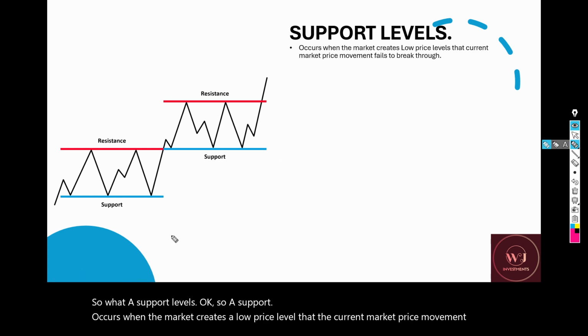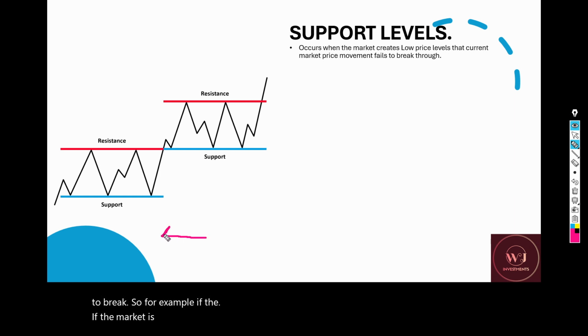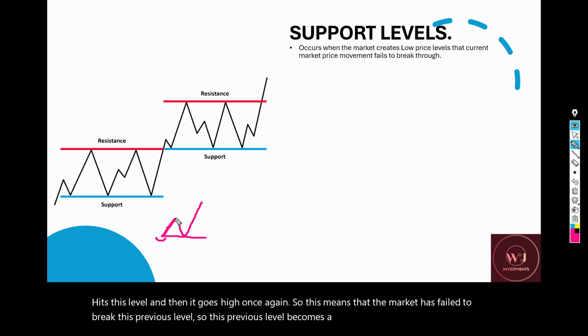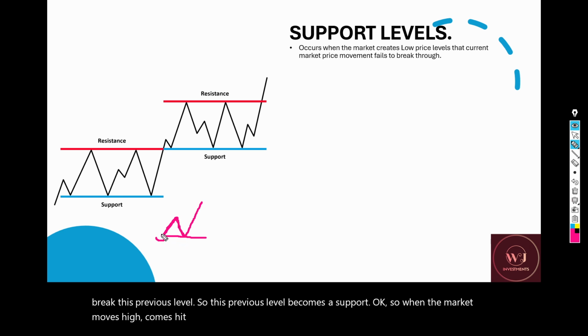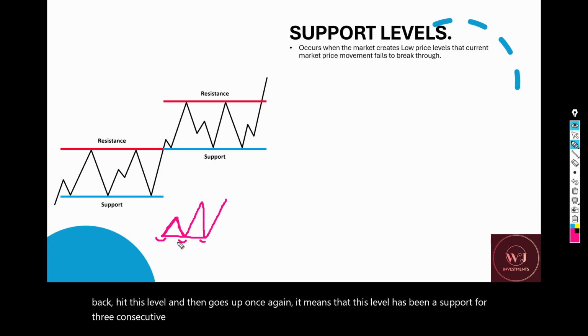to break. So for example, if the market has come from this level, it goes high, and then it comes back, hits this level, and then it goes high once again. So this means that the market has failed to break this previous level, so this previous level becomes a support. When the market moves high, comes to hit this level, this level was a support. After that, it goes high. If it comes back, hits this level and then goes up once again, it means that this level has been a support for 3 consecutive times. So this one becomes a very strong support level.